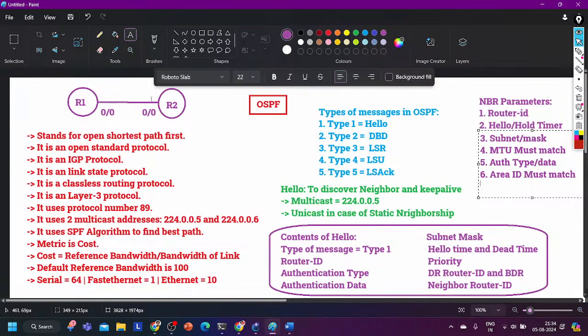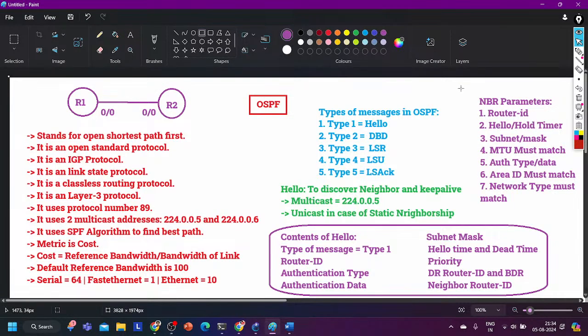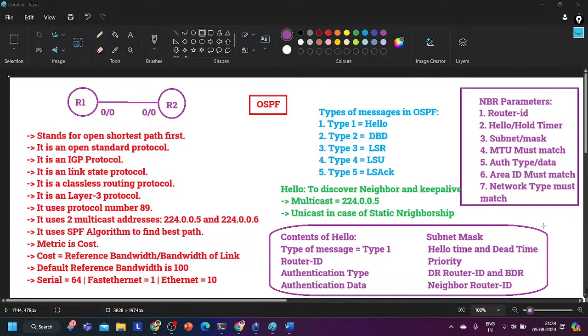Then the next parameter, 7, is network type. As I told you, we have multiple types of network: broadcast, non-broadcast, point to multipoint. So the network type must also match. These are the hello parameters. Now you can take a screenshot of it. Done, guys? These are the hello parameters.